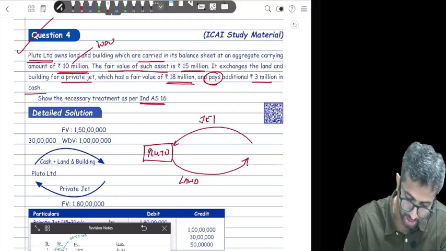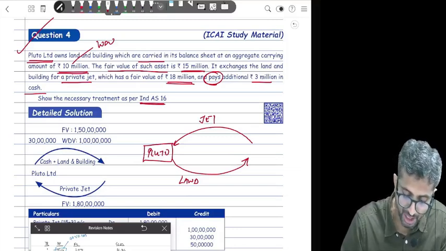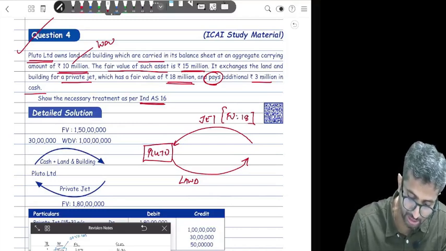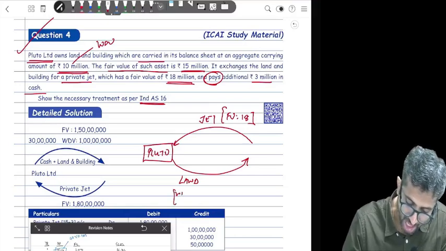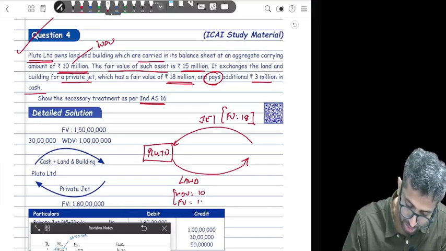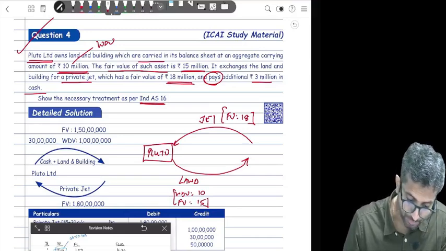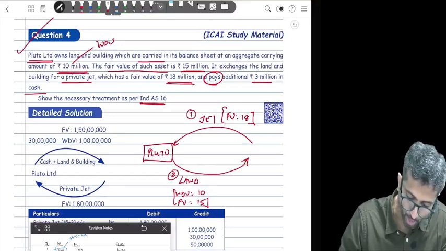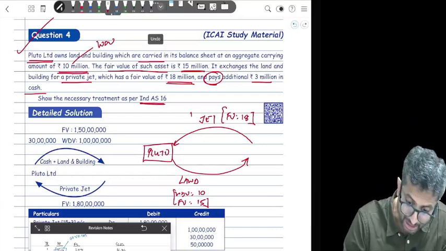Private jet. It exchanges land and building for a private jet which has a fair value of 18 million. So the jet has a fair value of 18 million. At the top you would have seen land has a WDV of what? 10. Fair value of what? 15. And pays cash of 3 million. So the cash will come in point 1 or in point 2 of our chart? Point 2, because I am paying cash.